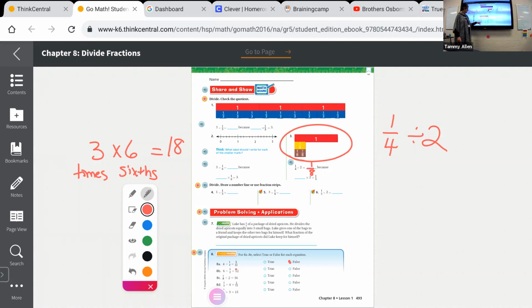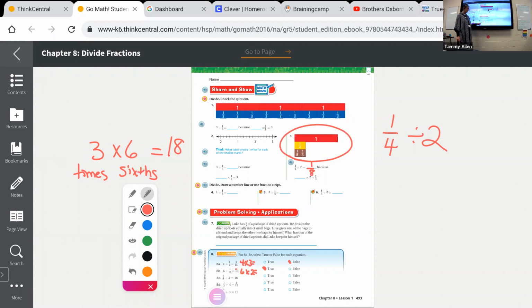I want to know how many halves are in 6. Is it going to be a larger amount or a smaller amount? How many 1/2 are in 6? How many halves are in a whole? 2. I have 6 groups of 2. What's that going to give me? 12. This would have been 4 times 3 equals 12, right?